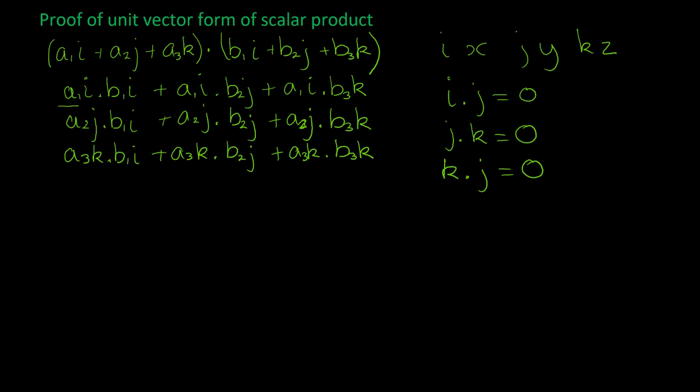So we'll still have this one, and this one. When the lines are parallel, so i would be parallel with i, remember we just get the magnitude. And so A1i dot B1i will actually just be A1 B1. And then A2j dot B2j will be A2 B2, and A3k dot B3k will just be A3 B3.